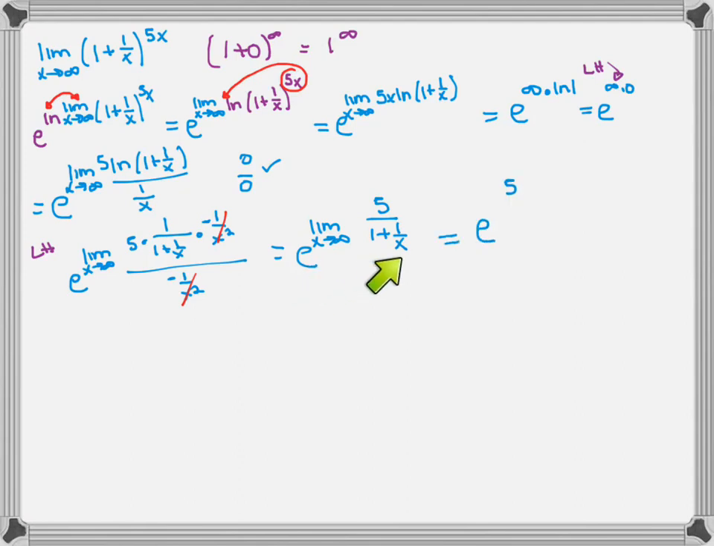So as x goes to infinity, 5 goes to 5, 1 goes to 1, and 1 over x goes to 0. So I'm left with e to the 5 over 1, or just e to the 5.